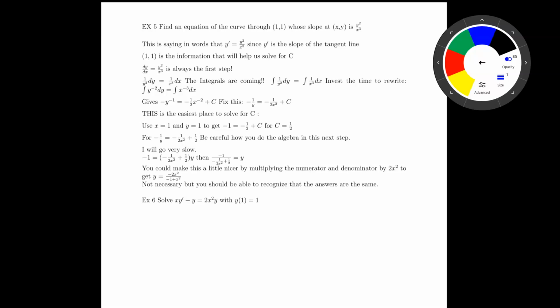Okay, so this is another problem, and I've written this one out for you. Find the equation of the curve. Find y, right? That's what that means. Find what y is equal to. It goes through this point. This is my initial condition. This will help me to find c, right?